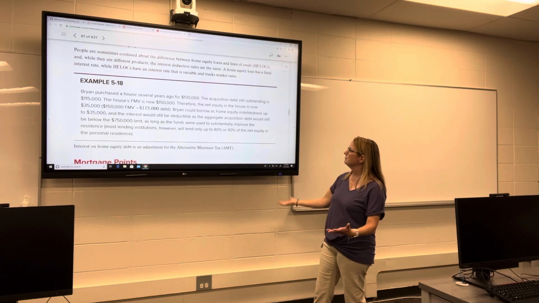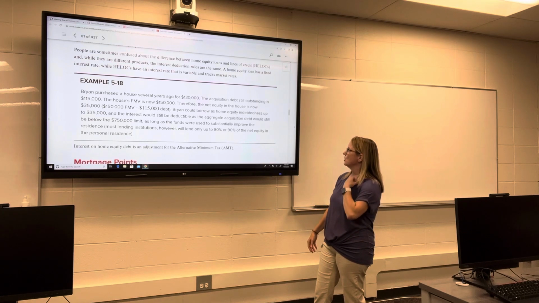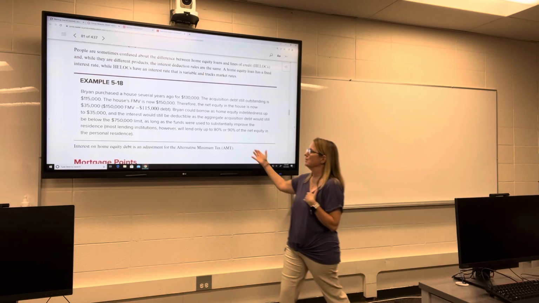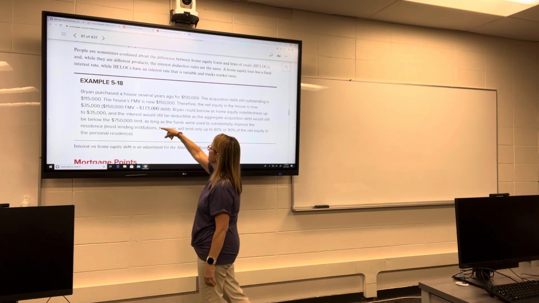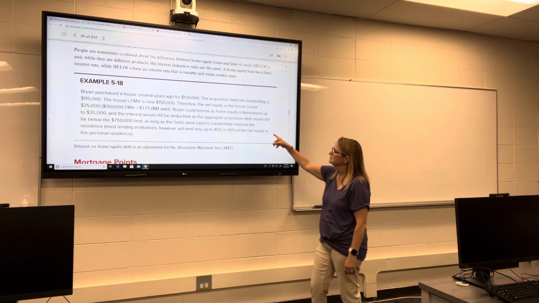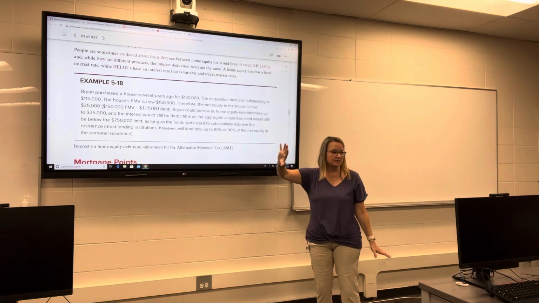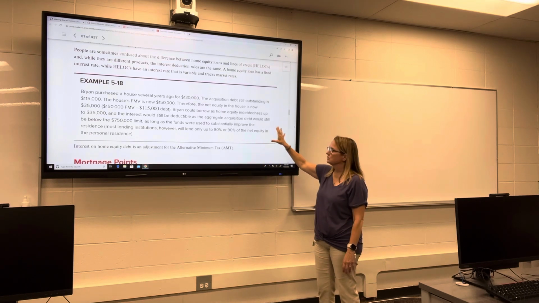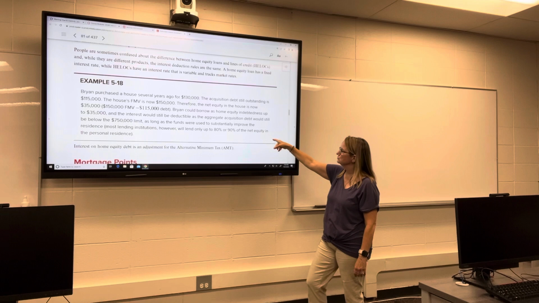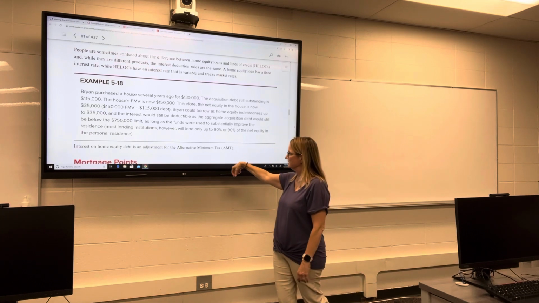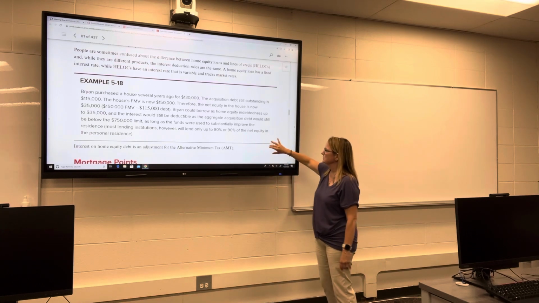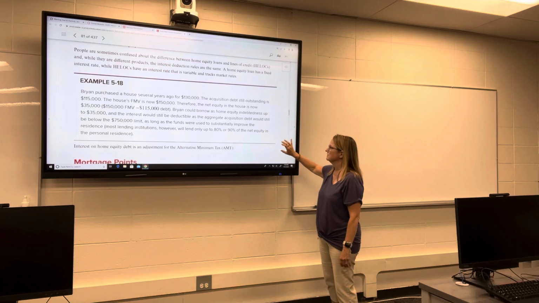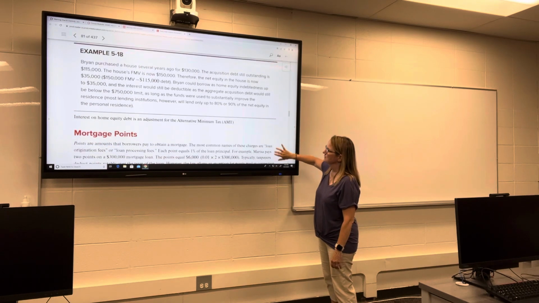He decides he's going to borrow against that as a home equity indebtedness, so he can borrow up to $35,000. The interest would be deductible as long as he stays under the $750,000 mark, and as long as the funds were used to substantially improve the residence. So they make a note here that usually you can't borrow 100% of the value of those homes.